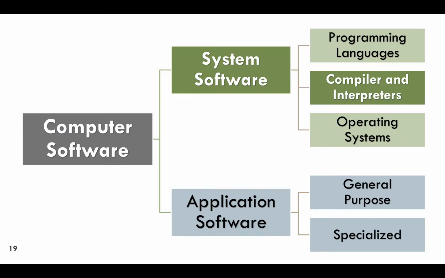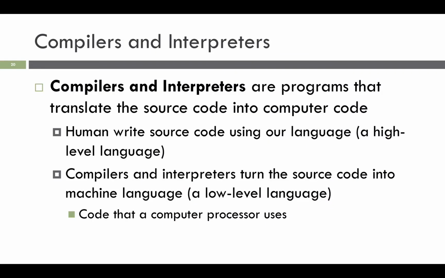The next category of system software that we discuss is compilers and interpreters. As you have seen, programmers do not write programs in machine code. Instead, programmers and engineers develop software that translates human-readable code into computer code. The computer code is the exact instructions that tell the processor what to do. Compilers and interpreters are the programs that translate the source code into computer code. The job of compilers and interpreters is to turn the source code into machine language, which is a low-level language.